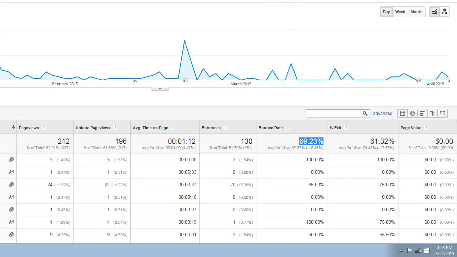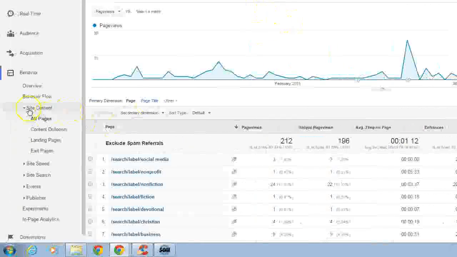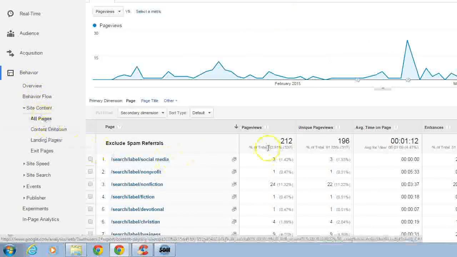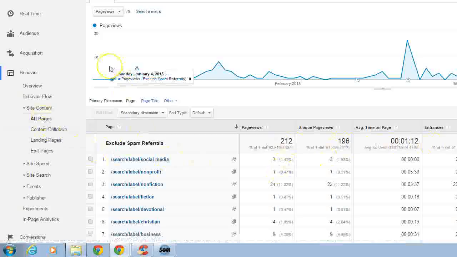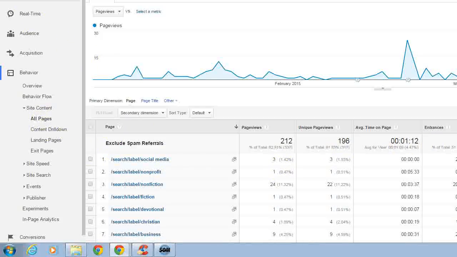So again, we are here in this behavior, site content, all pages section, and that's where we're getting the initial overview about the pages visited on our site.